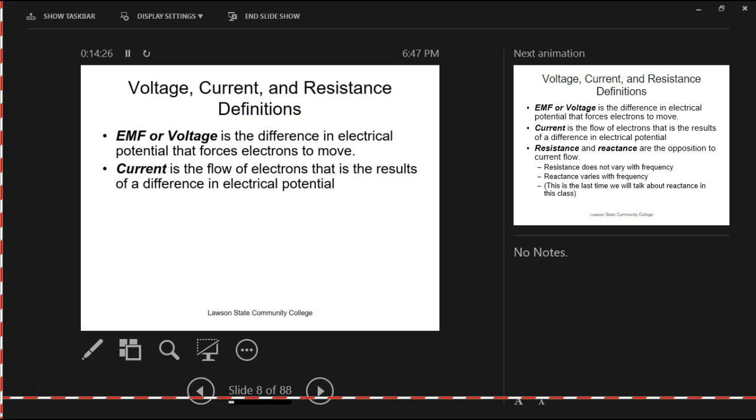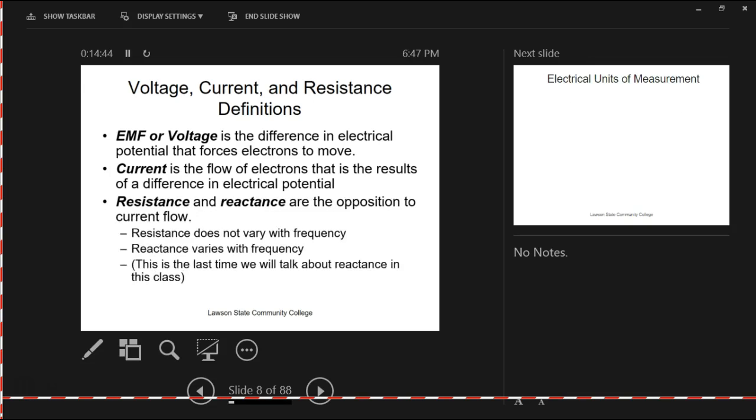Gravity is used a lot to cause water to move, right? We have pumps, but basically pumps don't move the water. They create a difference in potential between the input and output, which causes what? Causes the water to move. So in electricity, we're causing this thing called current to move.